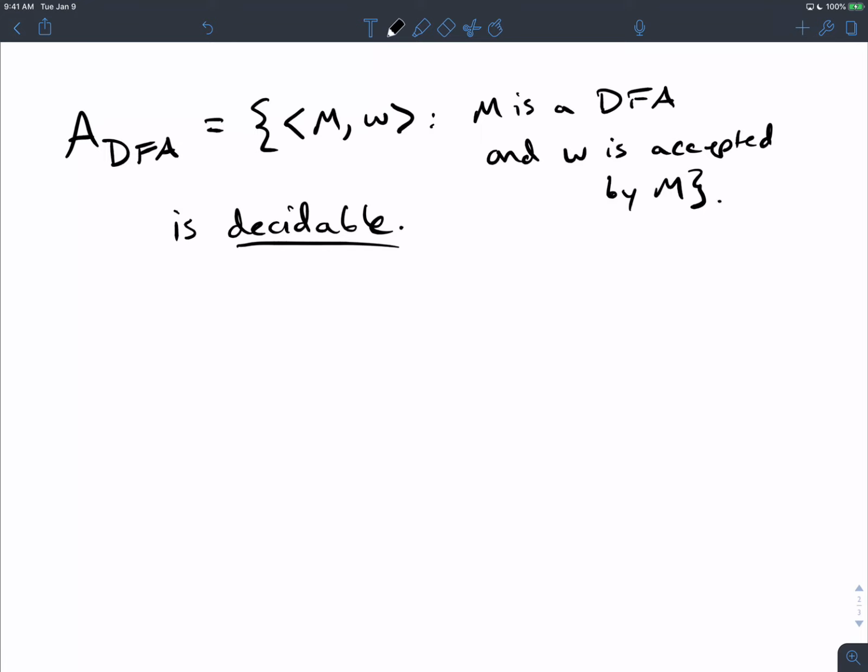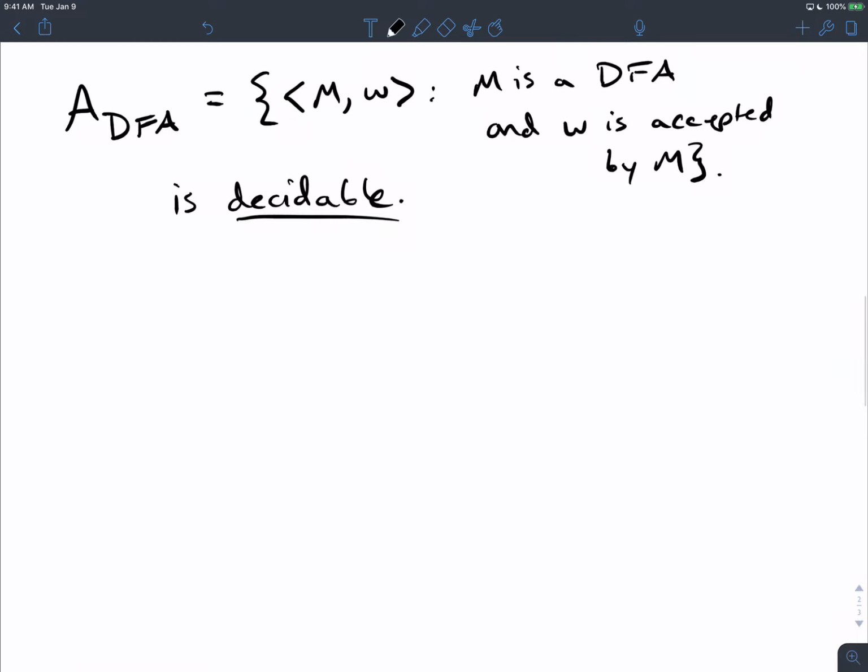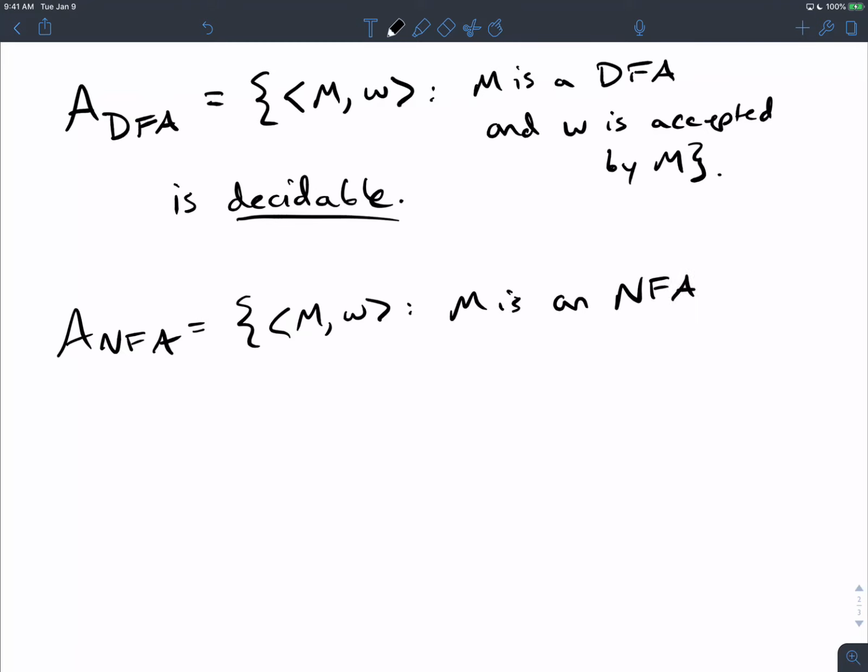So we made this high-level description of how a Turing machine would solve this problem. Okay, and what was the one that I introduced right after this one? Yeah, NFA. So A sub NFA is essentially the same language where M is an NFA instead of a DFA, and W is accepted by M again.